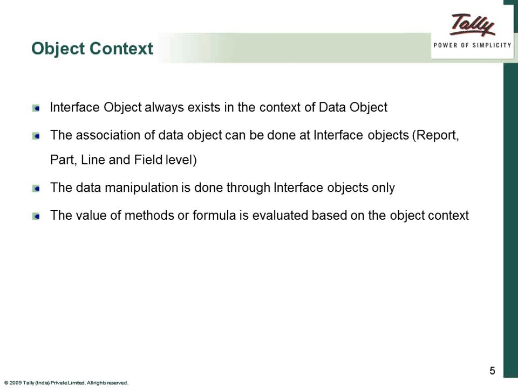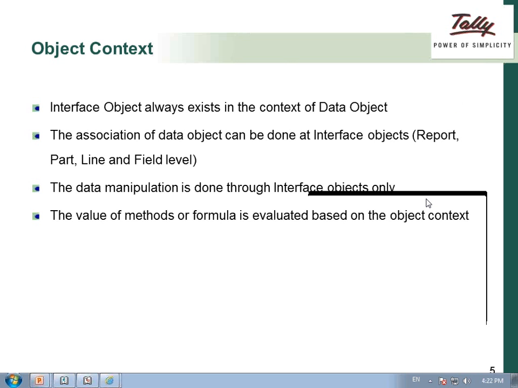Now, as I spoke about, we have various interface objects like the report, the form, the part, the line, and the field, right? Where can I connect my data? Obviously, there is a possibility of multiple scenarios. So the connectivity can be done at the report, part, line, and field. Please note, it can be done. It's not that it has to be done. I'm saying the association can be done at the report, part, line, and field.